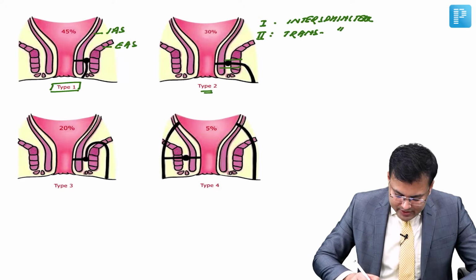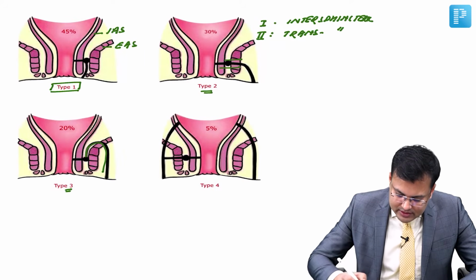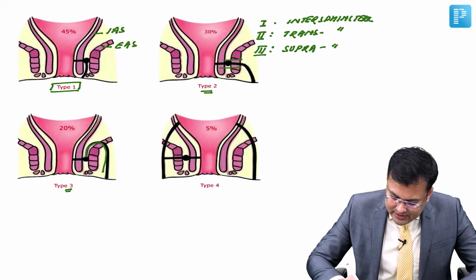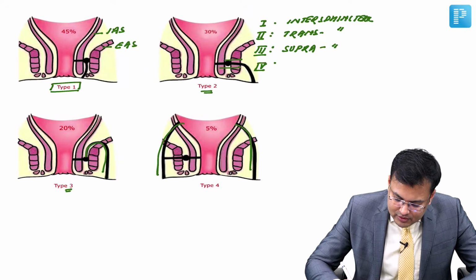Clear? Now here you can see, this is the tract. So this is type 3, and type 3 is suprasphincteric. And you can see it is extrasphincteric, type 4. So type 4 is extrasphincteric.